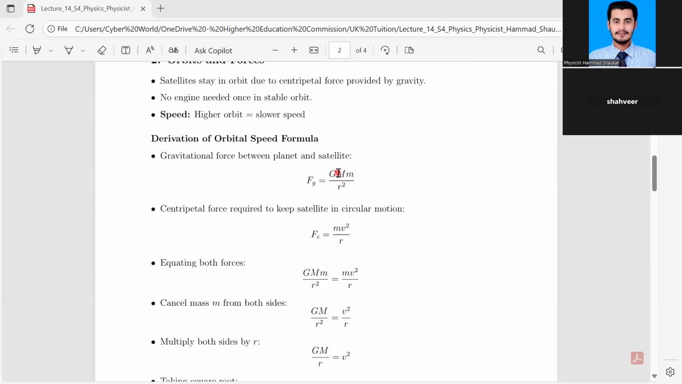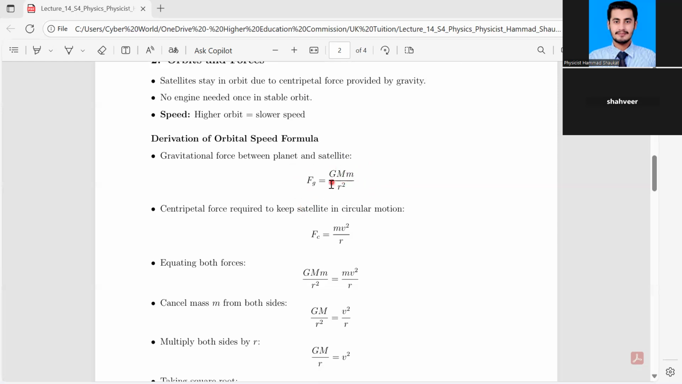Capital G is the gravitational constant. If we are taking Earth, we have to use the value for Earth. Capital M is the mass of that planet; if we are taking Earth, it is the mass of the Earth. Small m represents the mass of the satellite which is revolving around that planet. And R represents the radius, the total distance between the planet and the satellite which is revolving. So these are the factors, which you now know.